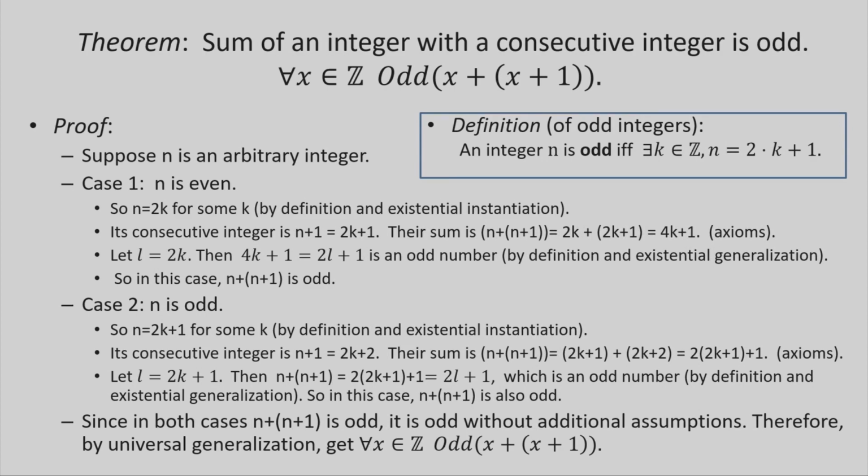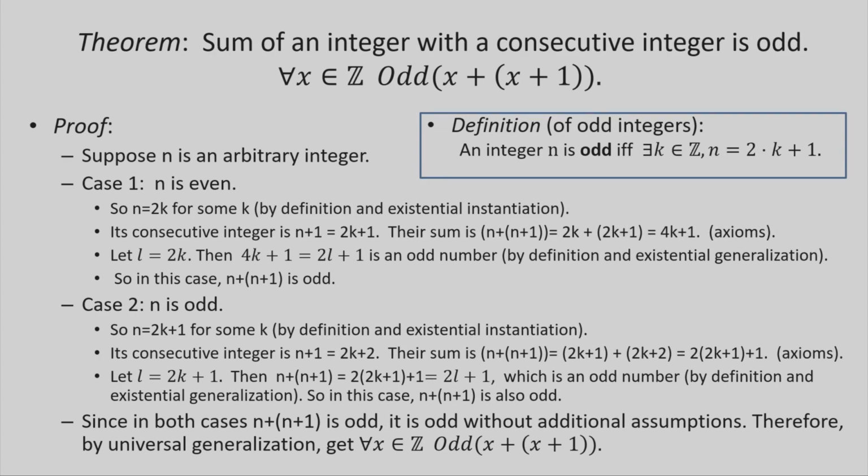So the number n plus the next number over is 4k plus 1, which is equal to 2l plus 1, which looks exactly like an odd integer by definition of an odd integer. And now we are doing existential generalization to say, oh yeah, so n plus n plus 1 is odd. So when n was even, n plus n plus 1 is odd.